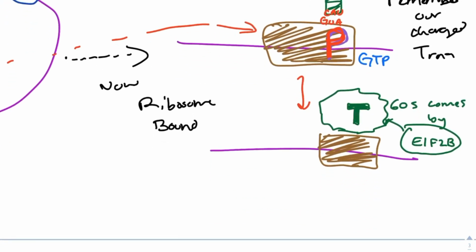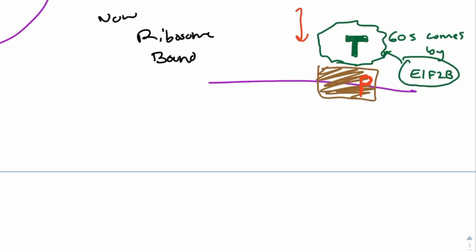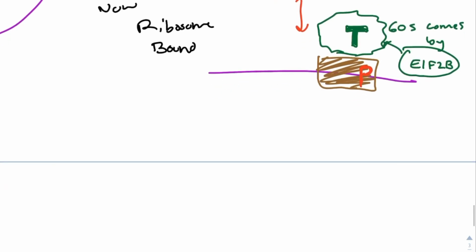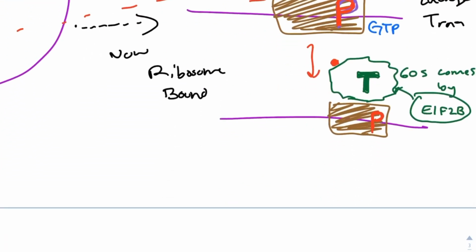This is an important step. By GTP, this allows this protein to come through. Because remember, you can't just have things come through without energy. Without energy, it's not working. So eIF2B has come through GTP. Now you have that amino acid on the big subunit, okay?